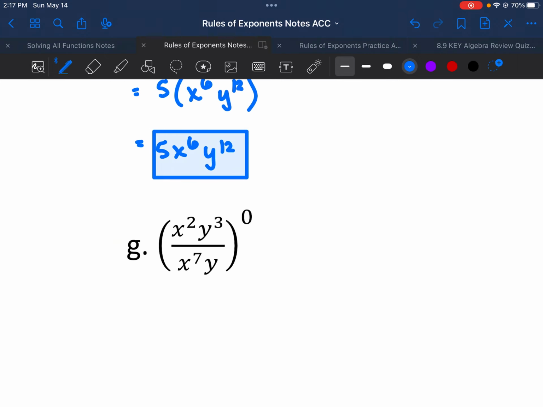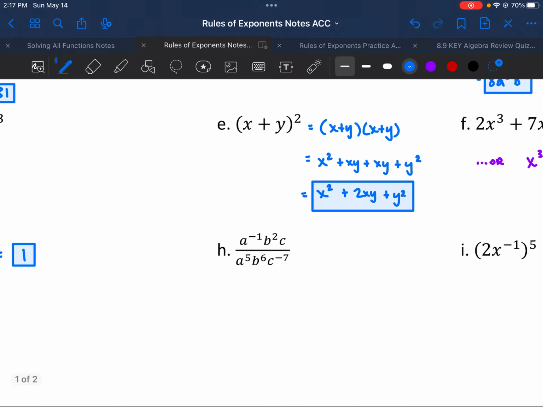G, easiest problem on here, x squared y to the third over x to the 7th y, but the whole thing is being raised to the 0 power. If the whole thing is being raised to the 0 power, it's equal to 1. Nice and easy, we like that one.